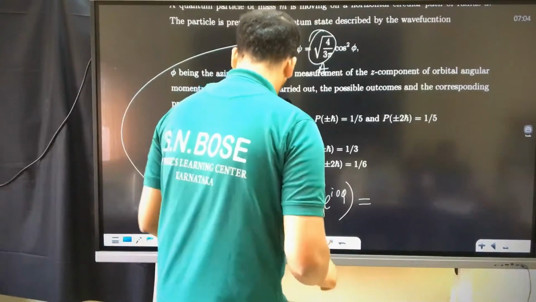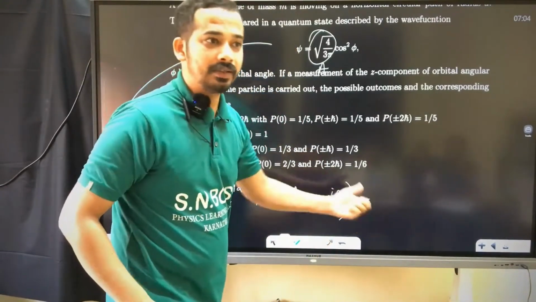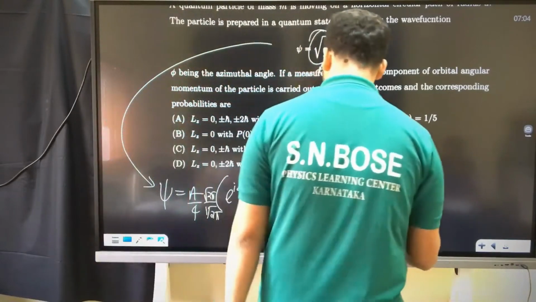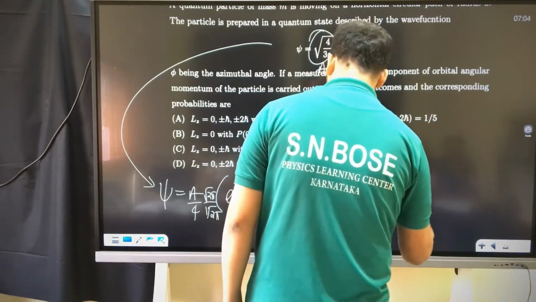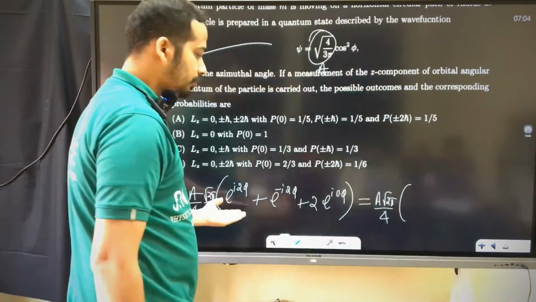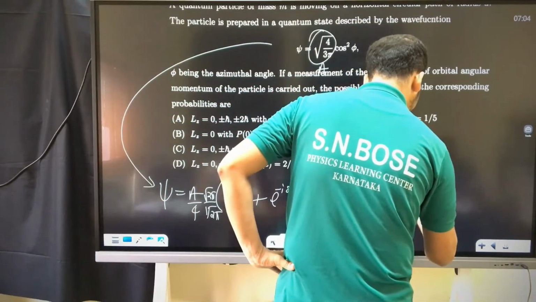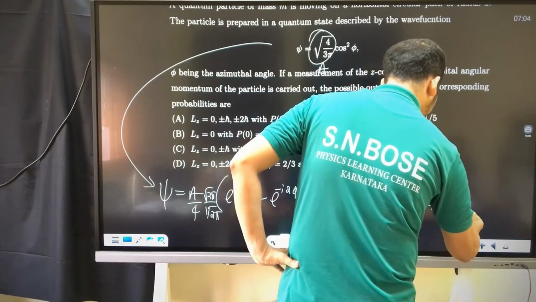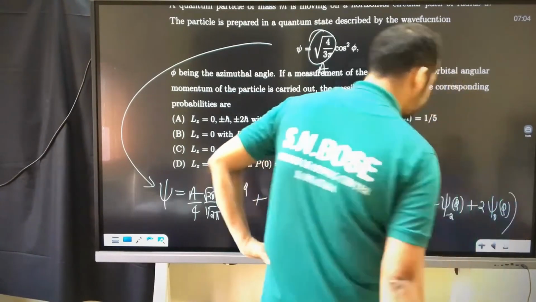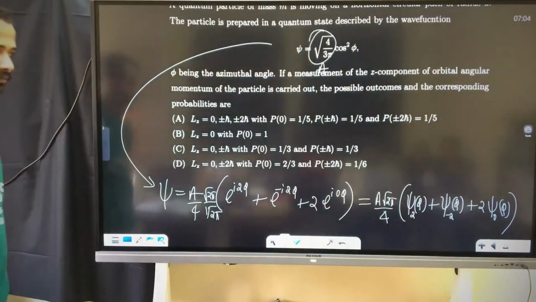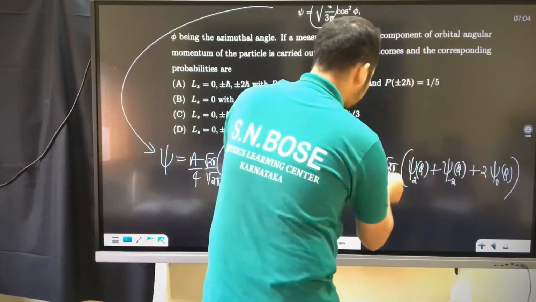So now 1 by root 2 pi. I needed this 1 by root 2 pi to write the normalized eigenstates here, am I right? Normalized Lz eigenstate. That's why A root 2 pi by 4. Along with this root 2 pi inside, these are normalized eigenstates. What is this one? Psi 2 of phi plus psi minus 2 of phi plus 2 into psi 0 of phi. These are normalized.